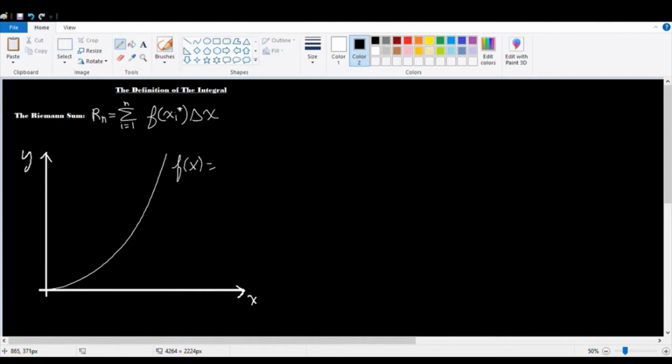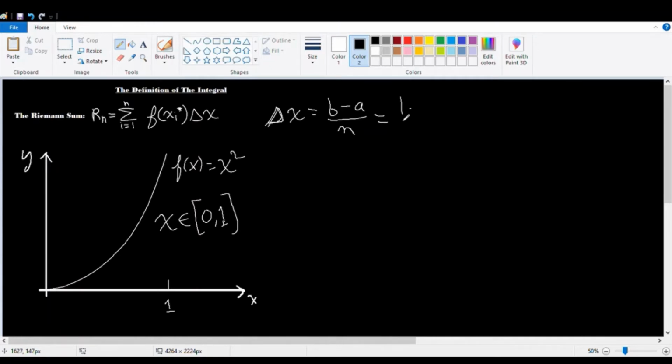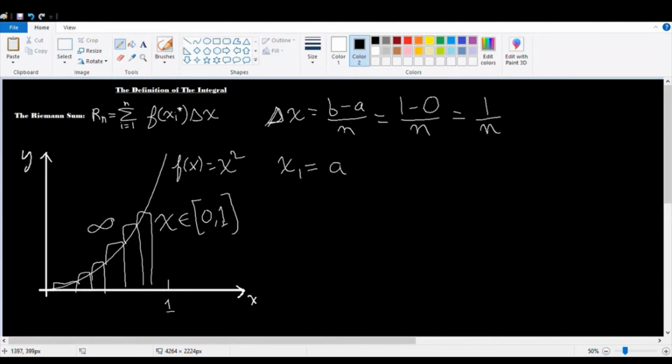So let's choose a function f of x equals x squared, and let's put this on the interval from 0 to 1. So we want to calculate this area under the curve x squared on the interval 0 to 1. And delta x, b minus a over n, is going to be 1 minus 0 over n. So delta x will be 1 over n. This is the width of each rectangle. As you can see, the more rectangles we have, the smaller the width will be, until it reaches 0 if we have an infinite number of rectangles.